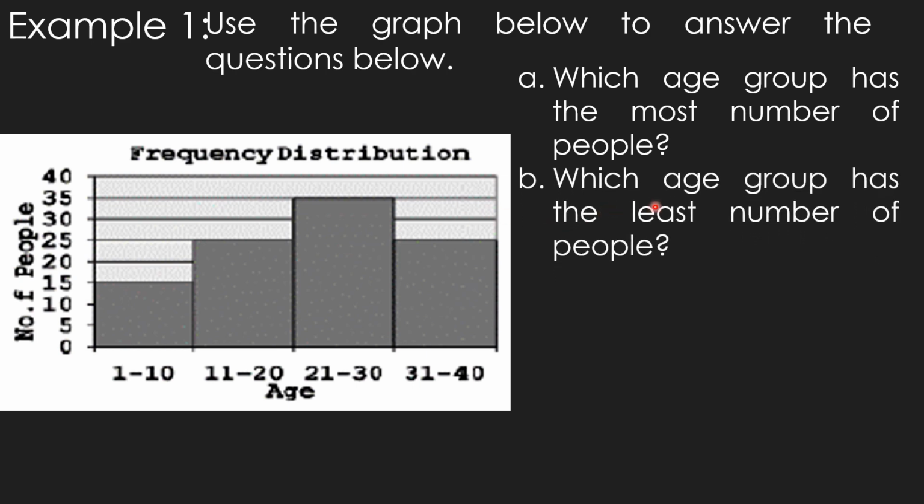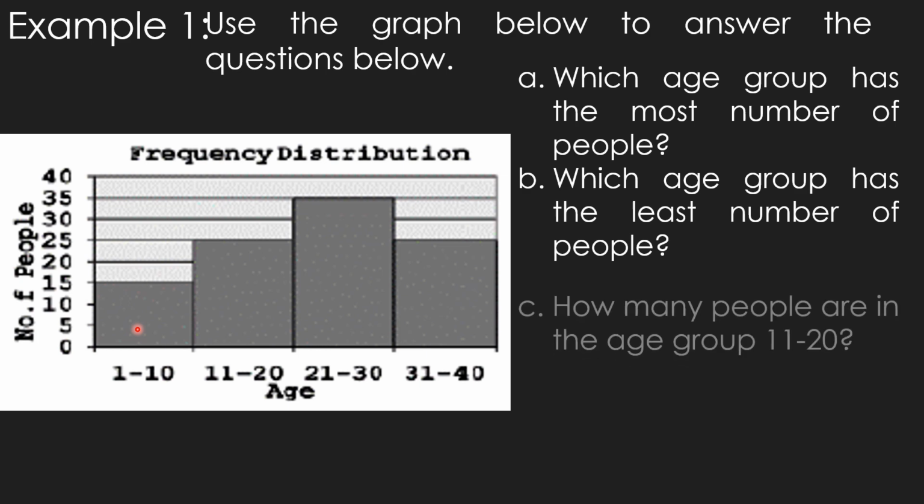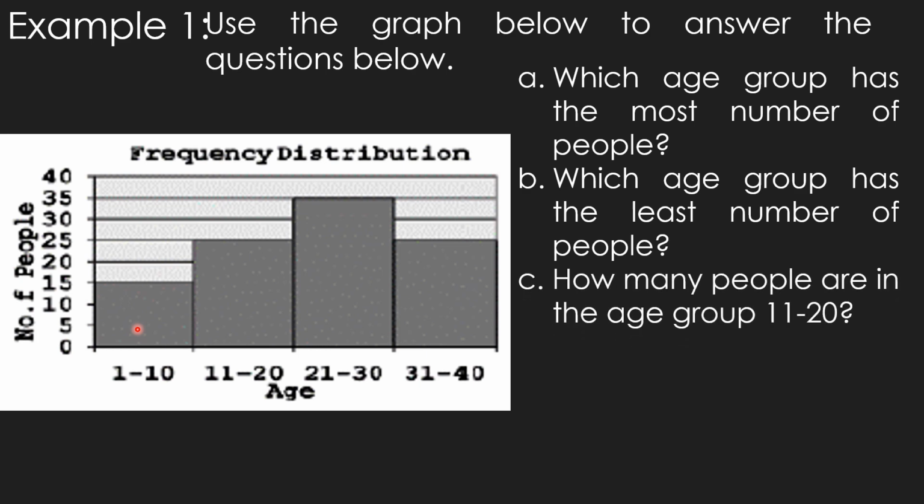Question number 2. Which age group has the least number of people? So by using the graph here, we can see that the age group 1 to 10 has the least number of people. Third question, how many people are in the age group 11 to 20? So 11 to 20, there are 25 people.